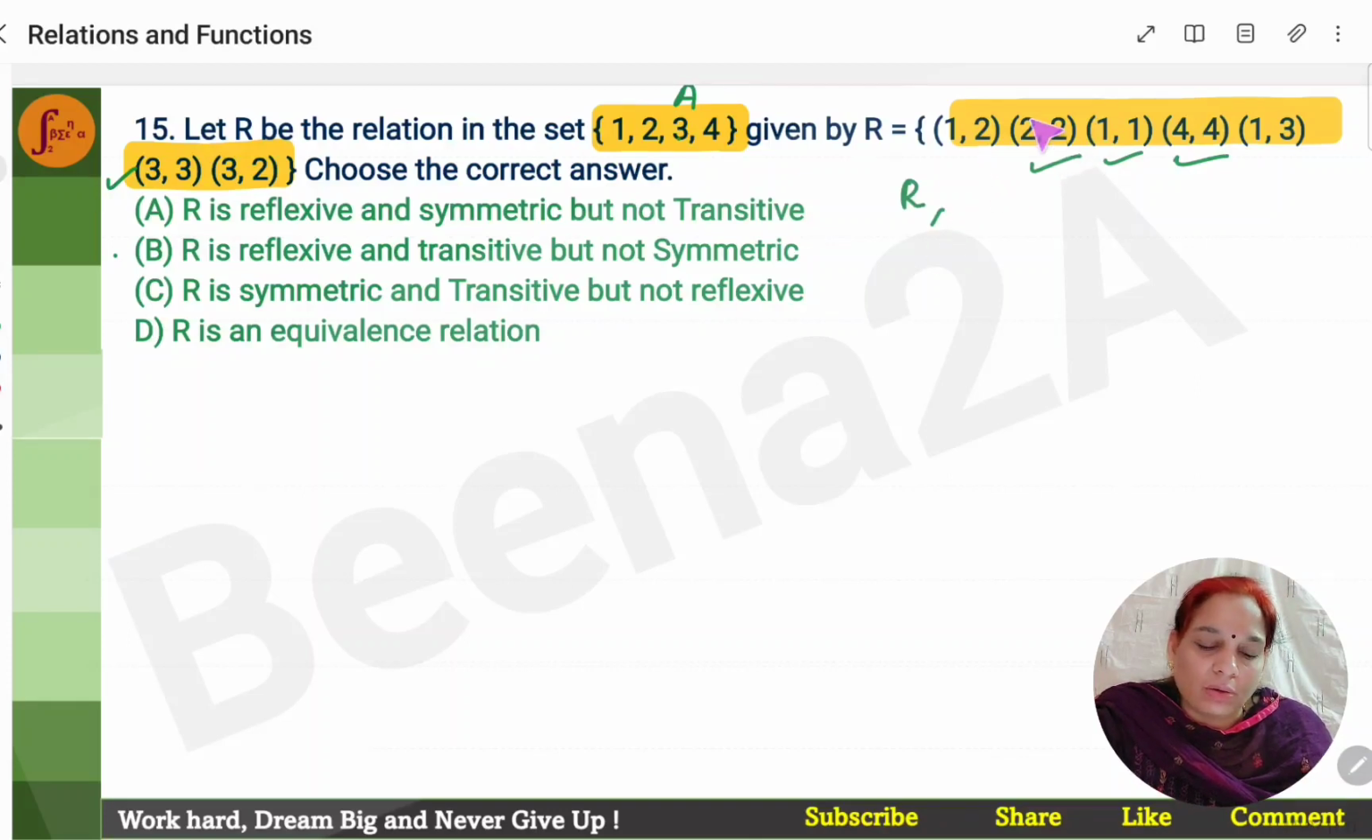Now let's check if it is symmetric. Symmetric means all the reverse combinations should be there. So for (1,2), you should have (2,1). No, you don't have it. So right away you can say it is not symmetric.